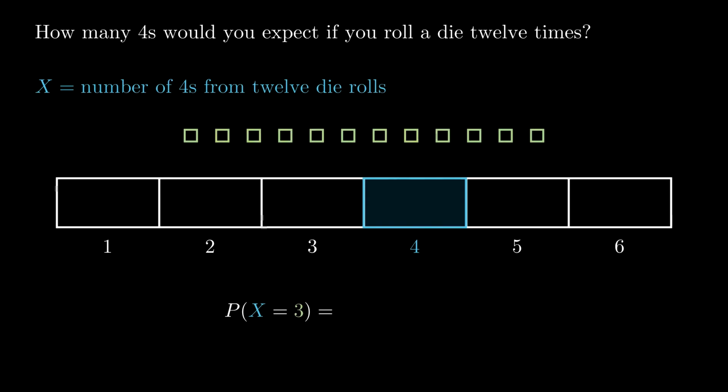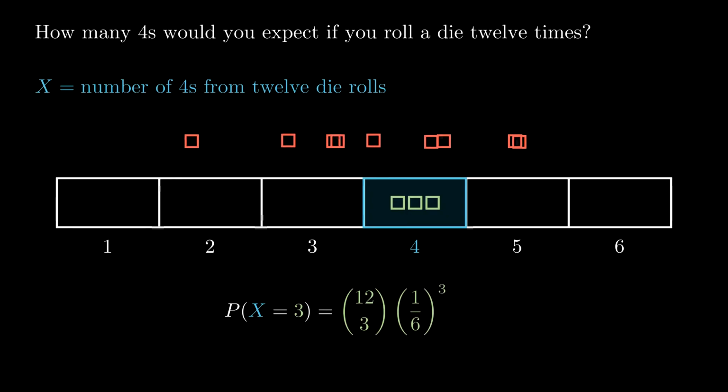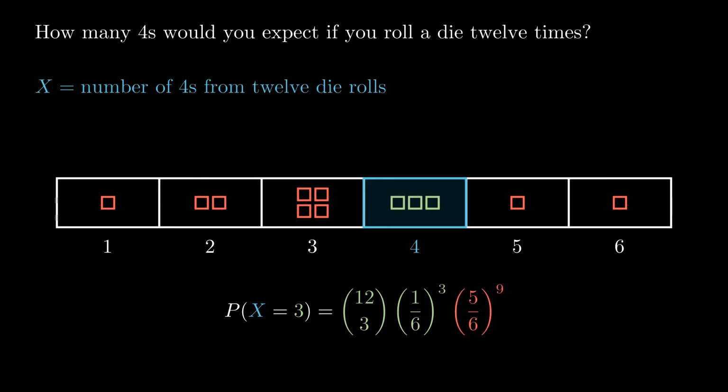Now that's done in 12 choose 3 number of ways. Okay, then they actually have to land in the box. The probability that happens is 1 out of 6 for each one. So to hit that all 3 times, it would be 1 out of 6 cubed. The other 9 rolls can then go anywhere else, but it's important they have to miss the 4. So that happens with 5 out of 6 chance for each one, giving us 5 out of 6 to the 9.